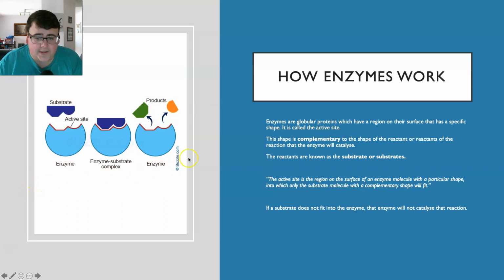A little bit more on how enzymes work. So we talked about different types of proteins last week. Enzymes are globular proteins, and they have a region on their surface, this region here, that we call the active site. Now this shape here is complementary, like a jigsaw piece, to the reactant or the reactants that the enzyme is going to catalyze.